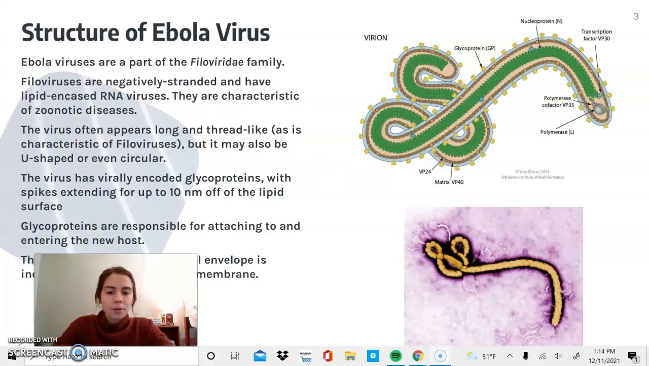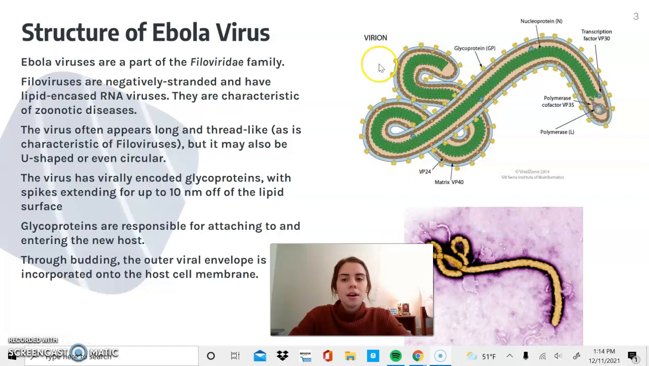So the structure of the Ebola virus is shown here. They are part of the Filoviridae family. They are negatively stranded and have lipid-encased RNA, and they are characteristic of zoonotic diseases. As is shown here in both of these images, it is very much like a thread-like stringy virus. It kind of has what they call a shepherd's crook at the end of its tail, and at the top it forms a U shape.